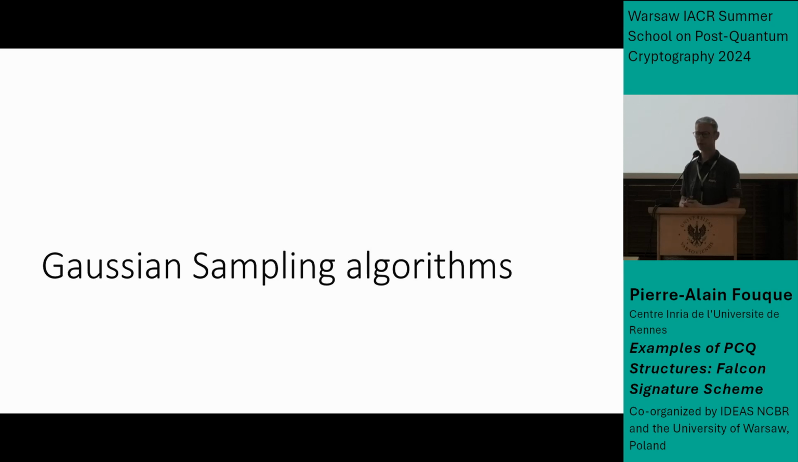And now I will explain the idea for the second ingredient, that is the Gaussian sampling algorithm. But in fact, we will also use this tower of subrings to make it more efficient.